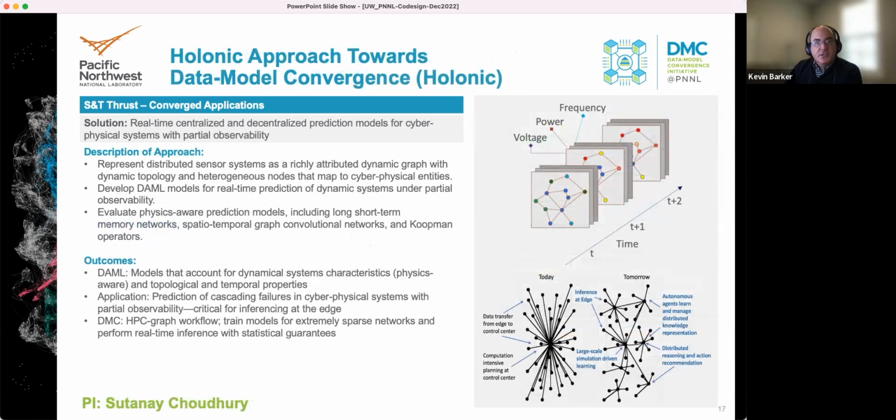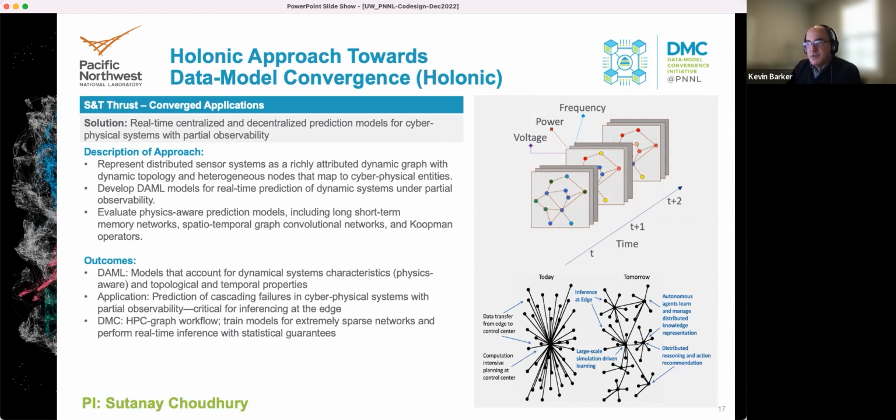A second project that I'll touch on briefly is called the holonic approach toward data model convergence. If you ask me exactly how the word holonic relates, I may have to punt. Holonic means something that is itself self-contained as well as part of a larger system. So perhaps you can think about how that relates. The idea in this project is to use real-time prediction models for cyber physical systems with partial observability. Again, we're talking about the electrical power grid here when we say cyber physical systems.